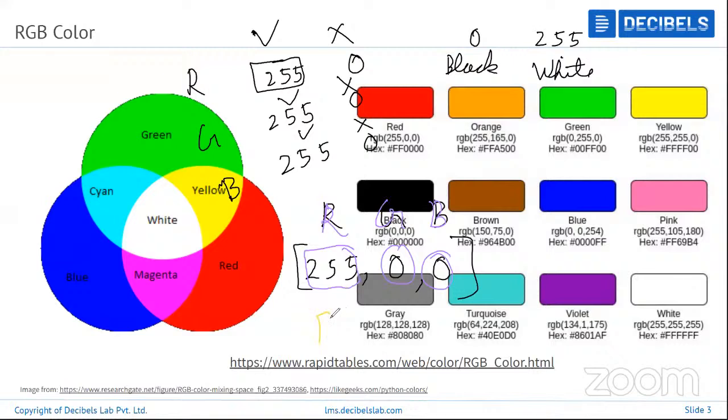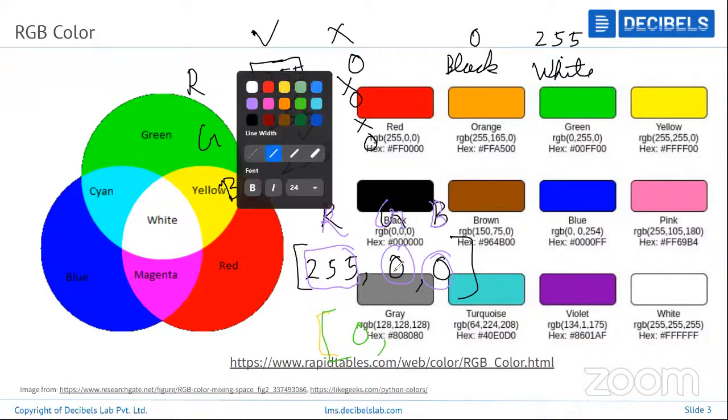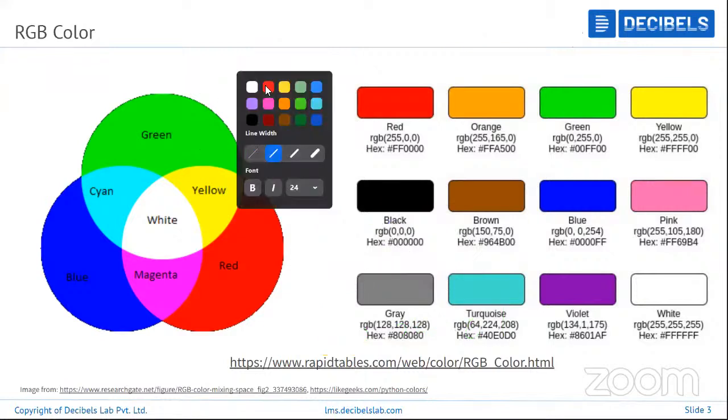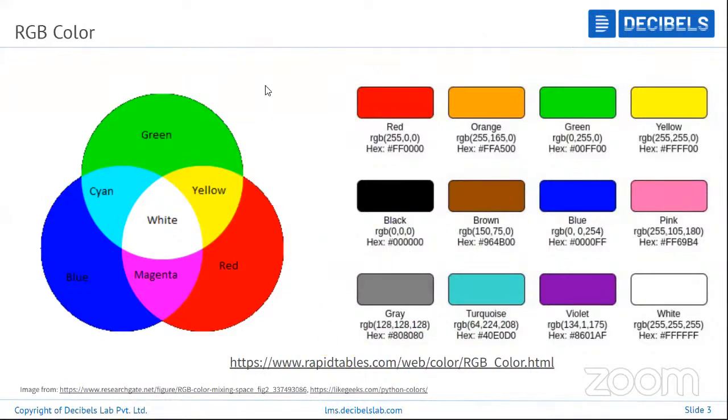Similarly, in terms of green, red would be 0, green would be 255, and blue would be 0. For blue, we would just convert the 0 to 255 and the remaining would be 0. So that's with respect to RGB: red if you want red, green if you want green, blue if you want blue.